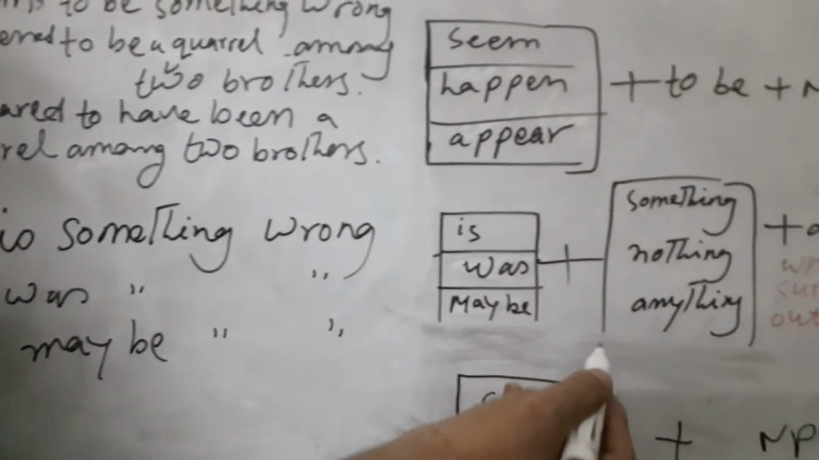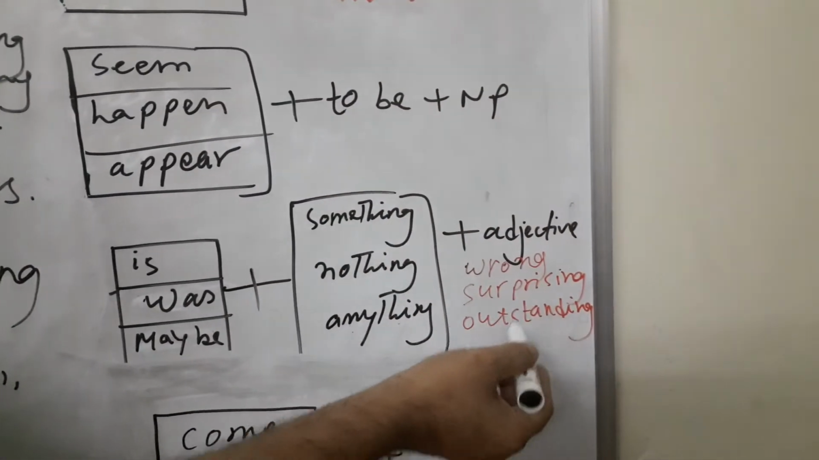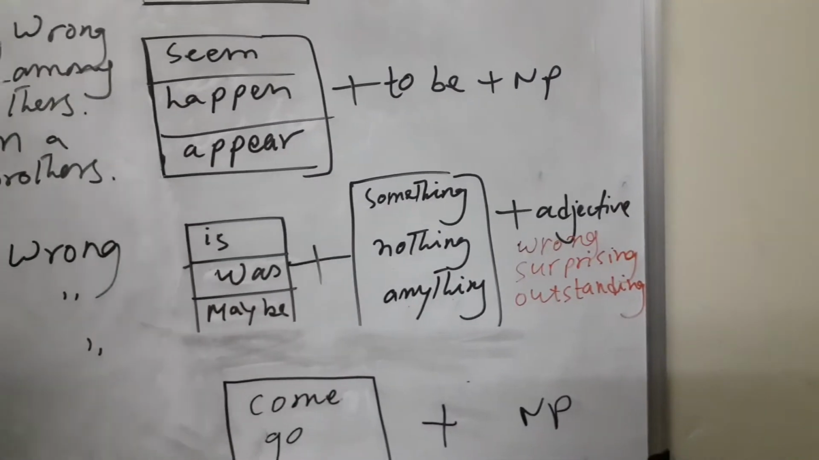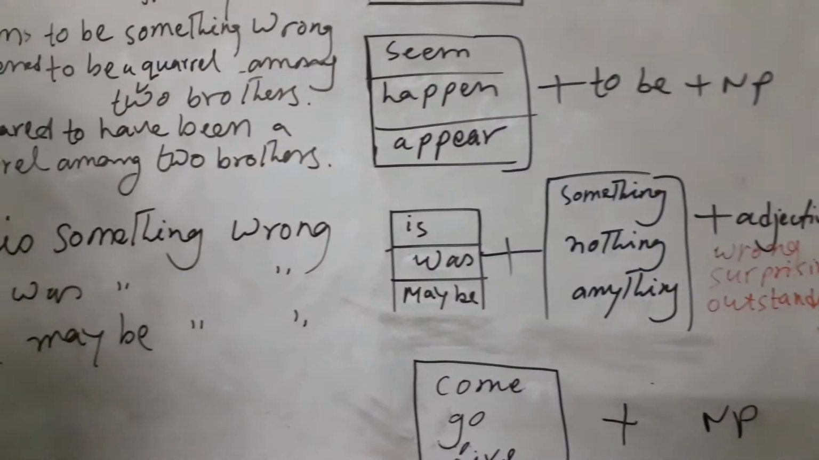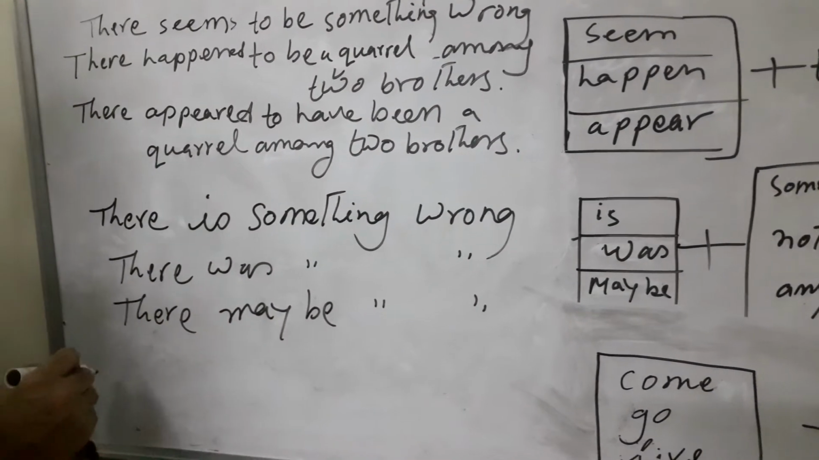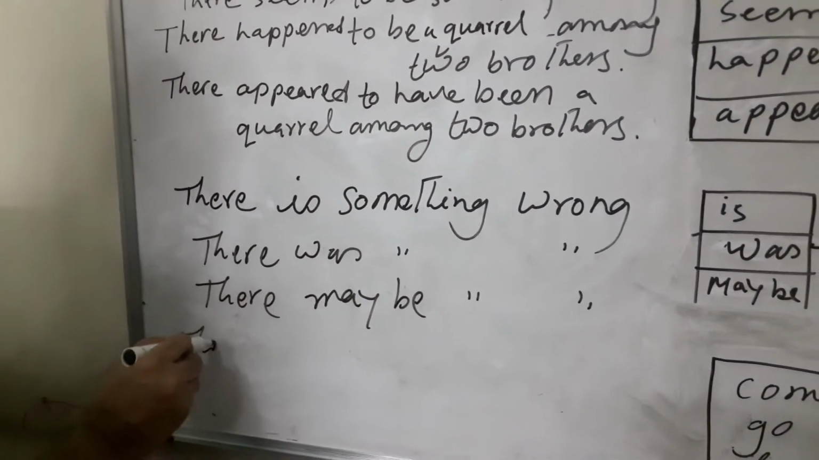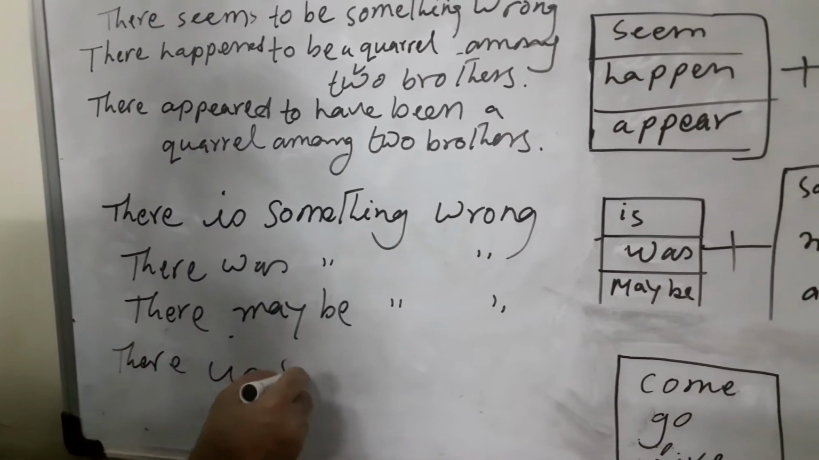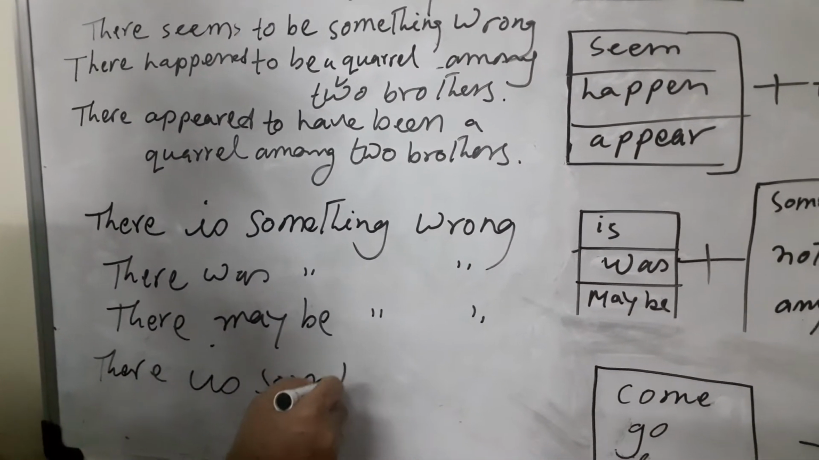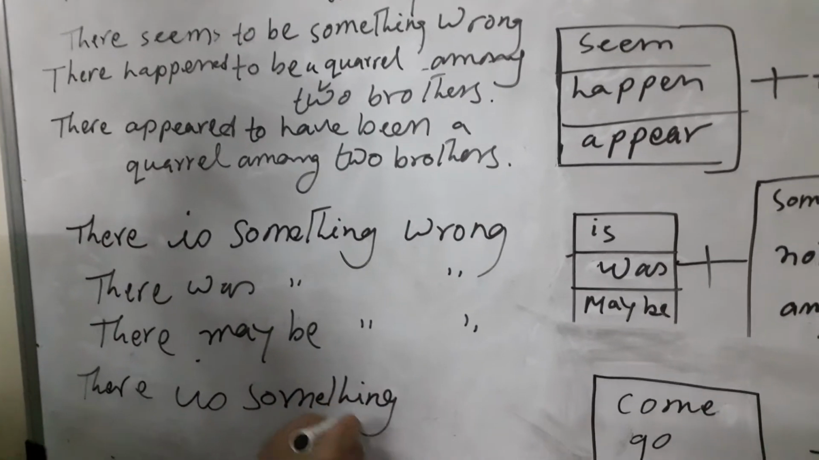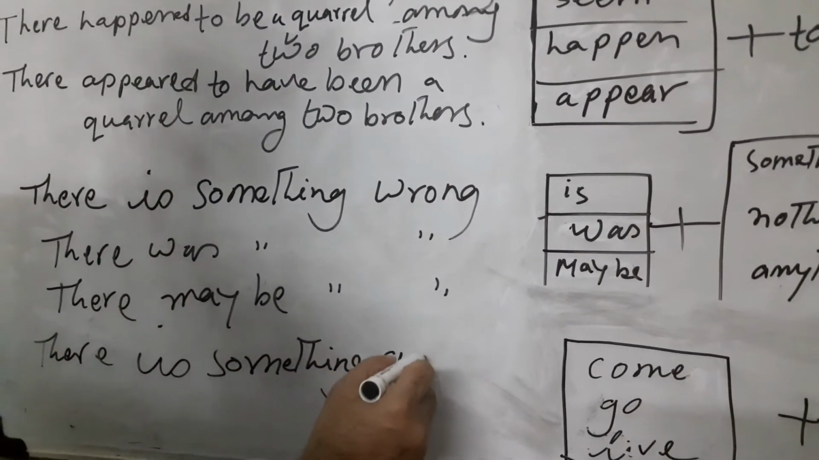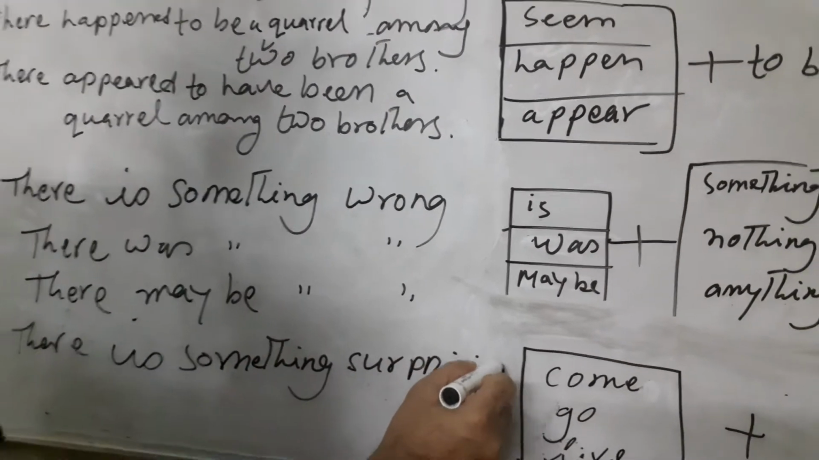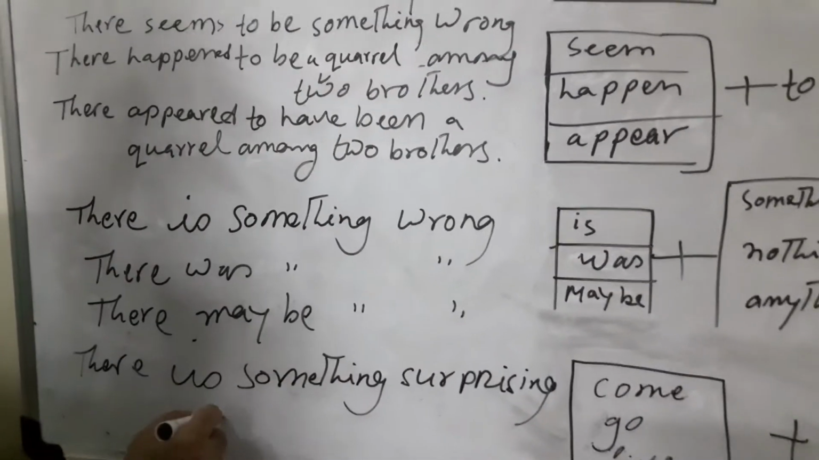And you can use adjectives like surprising, outstanding. How? Like there is something surprising in this book. There is something surprising in this book.